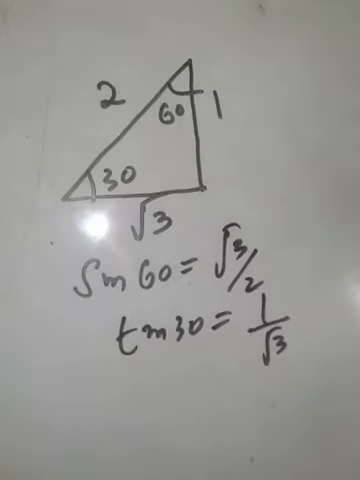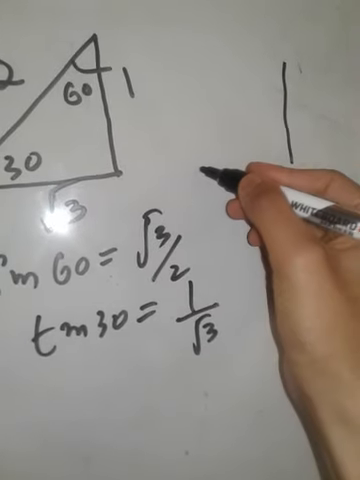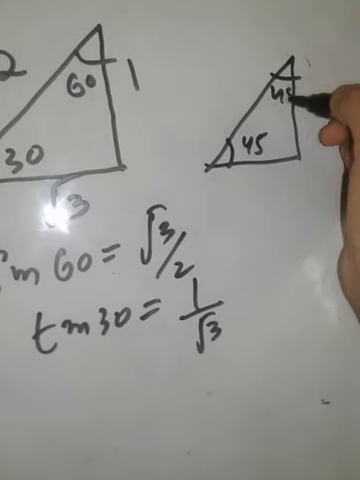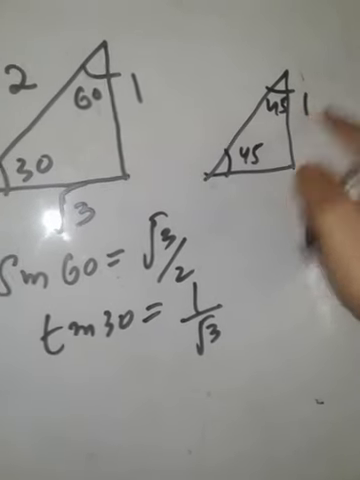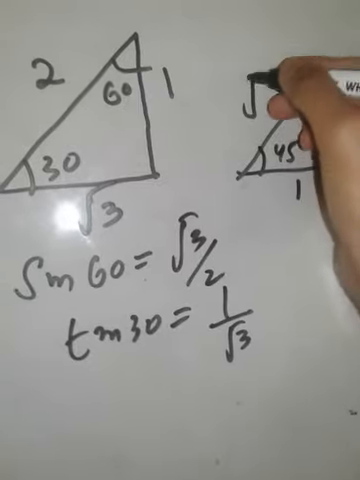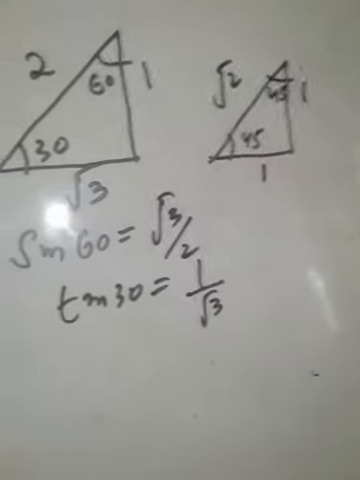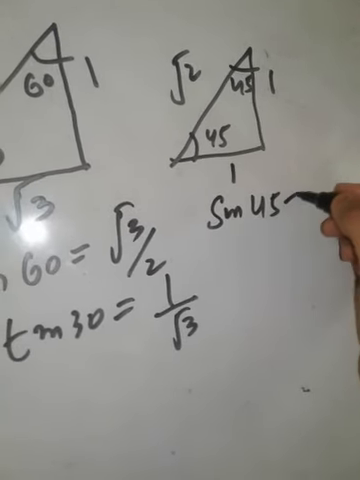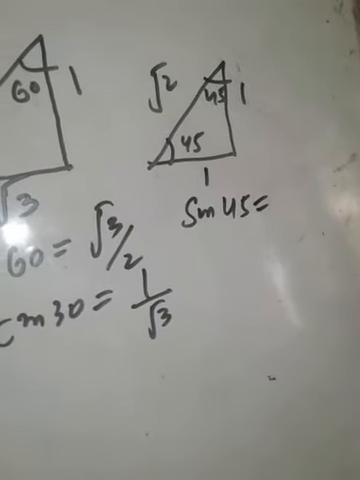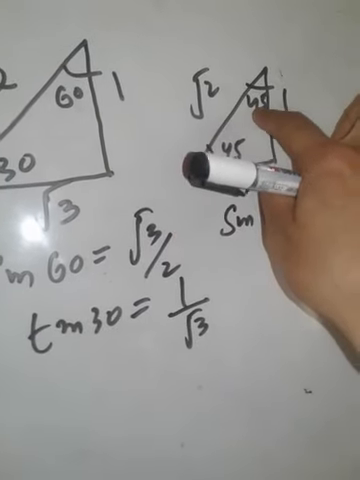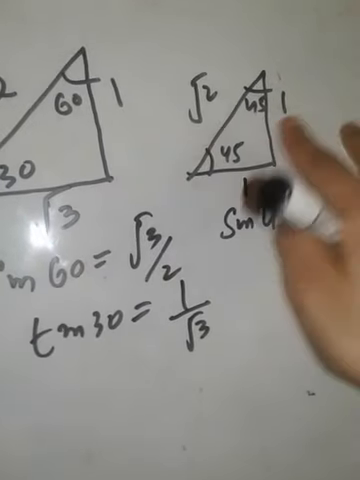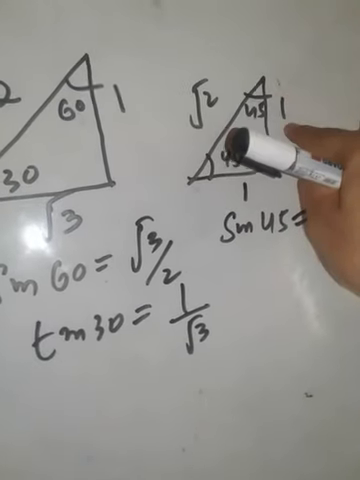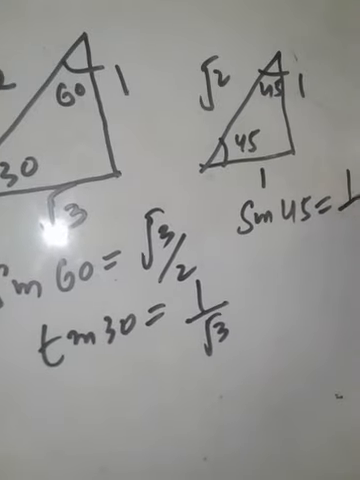Now, to find the ratios of 45, what you have to do is just make another triangle. Put 45 here, put 45 here. Put 1 here, put 1 here, put root 2 here. Now, let us suppose that we need to find sine 45. Sine is what? Sine is perpendicular over hypotenuse. You can consider any of these 45 angles. Sine is the opposite side, that is perpendicular. That is 1 by root 2.